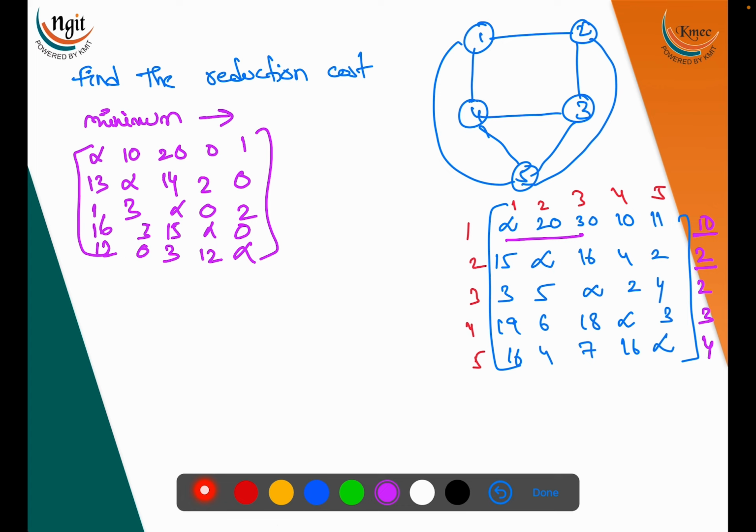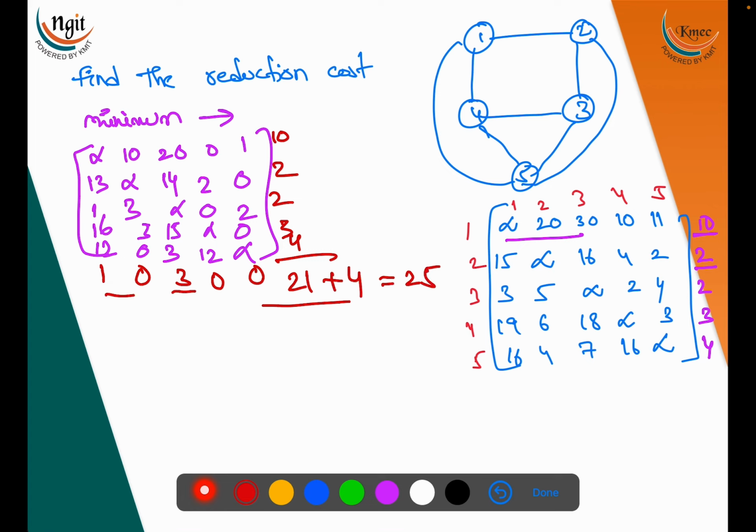Now reduction of column also we have to do. For that, write the minimum values in the column. So minimum is 1, minimum is 0, minimum is 3, minimum 0, minimum 0. So here what are the minimum values? 10, 2, 2, 3, 4. Add all this together. So this value is 21, this is 4. Finally it is 25. Reduction cost is 25, and this is what your reduced matrix.